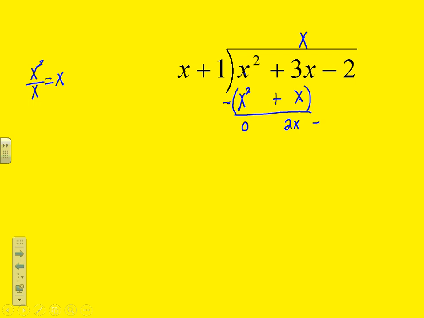Then I'm going to bring down the 2, just like we would normally do in long division. And so now I have a new leading term. Now I have a leading term of 2x compared to the leading term of the divisor, which is x. So if I say 2x divided by x, it just simplifies to be a positive 2. So I don't have any more variables left.